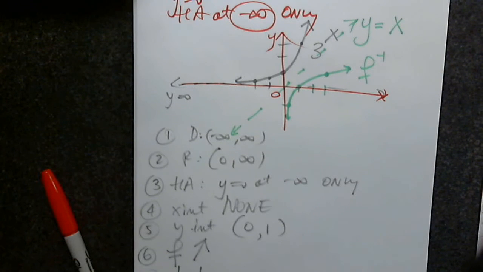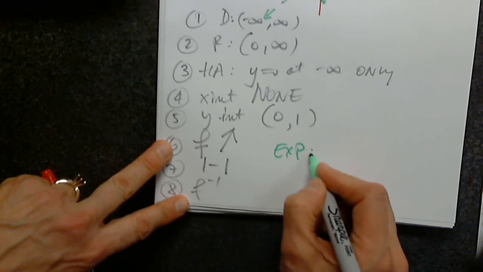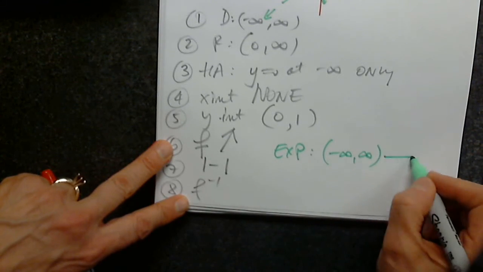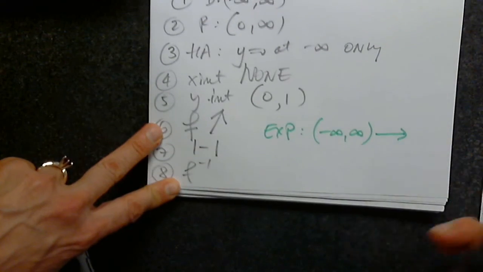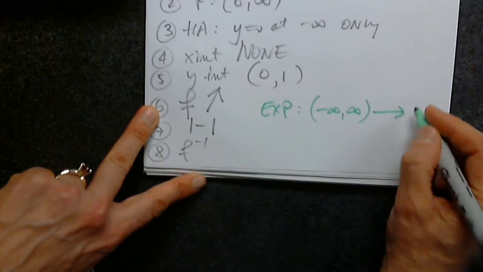Does it go to the other side of the y-axis? No. So what is its domain? It has to be the range of the inverse of the function itself, right? So if the exponential function is defined on all real numbers, what is its range again? Very good.